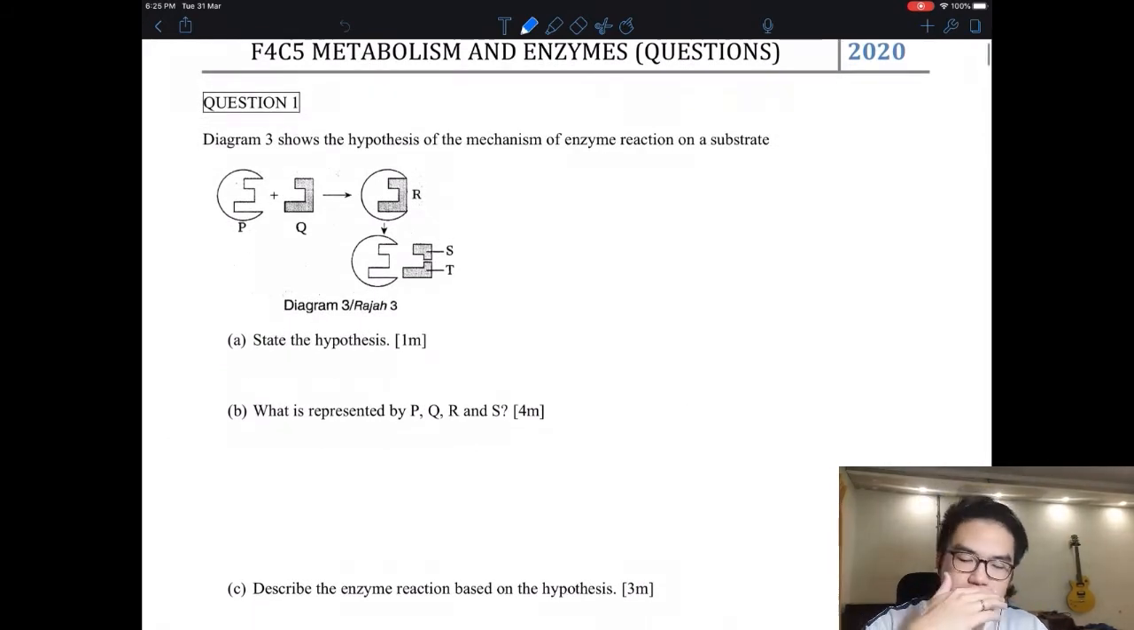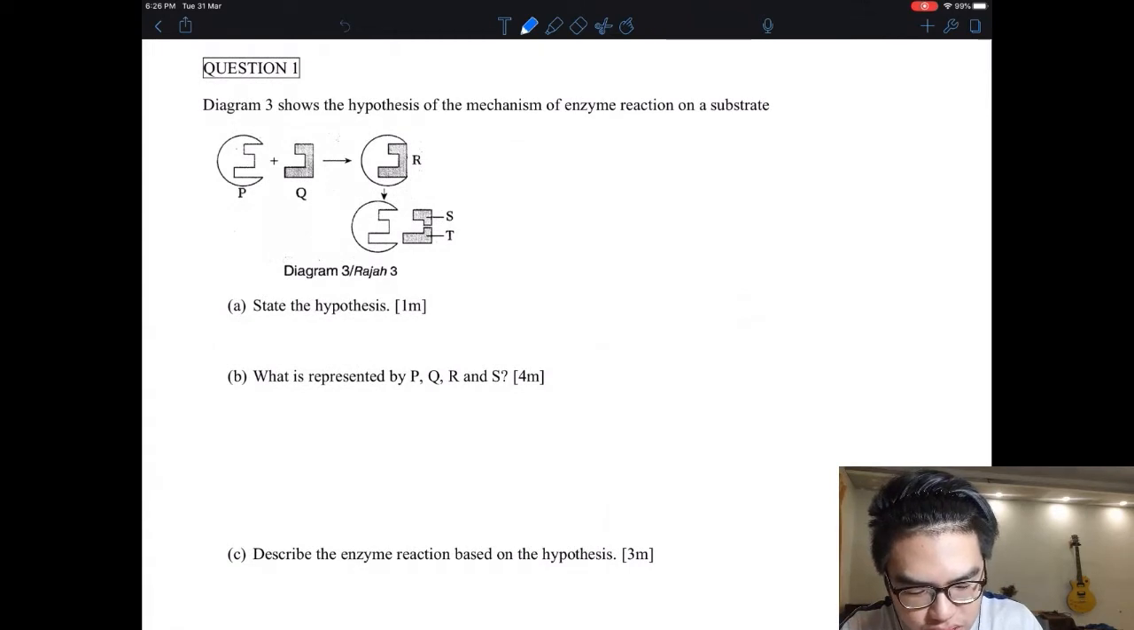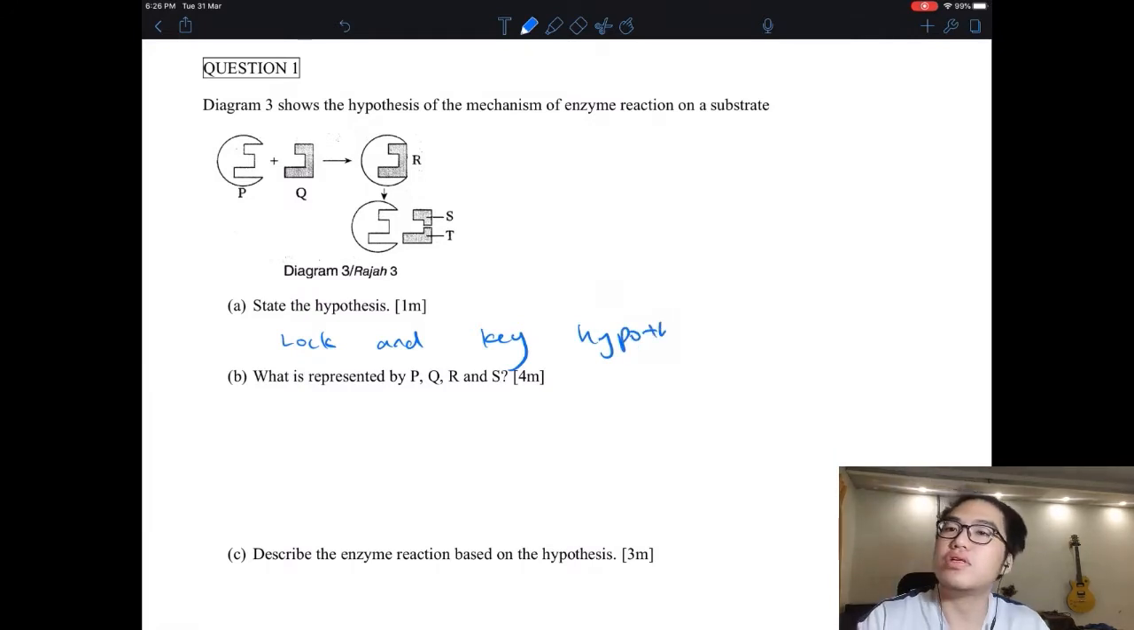Question 1. Diagram 3 shows the hypothesis of the mechanism of enzyme reaction on a substrate. State the hypothesis. So what is this hypothesis called? We call it the lock and key hypothesis. Do you still remember why we call it a hypothesis? Because it's not proven. Nobody has seen this before. But it is the generally most accepted way of explaining the enzyme mechanism.